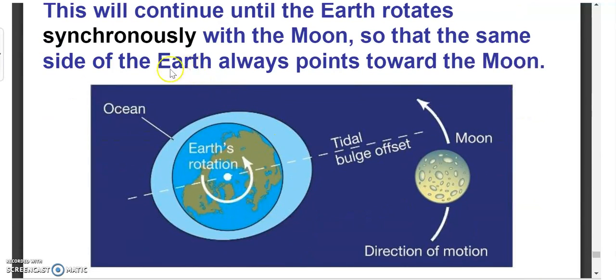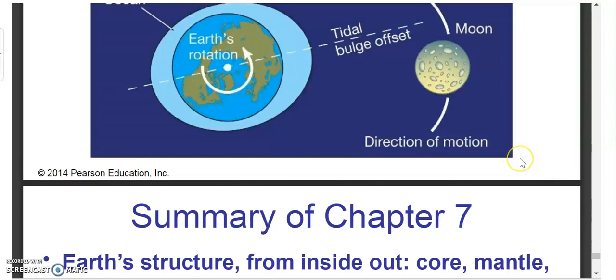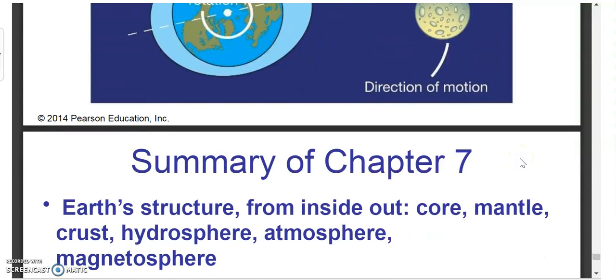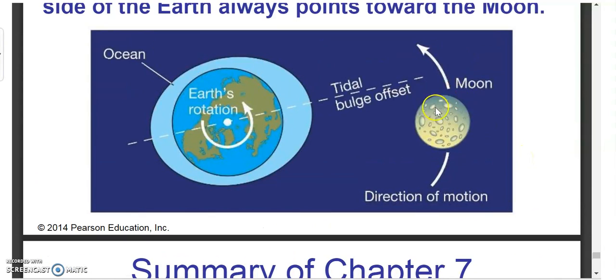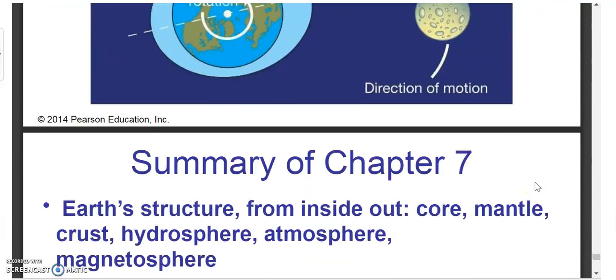And our moon is not the only object in the solar system that does that. There are several moons of Jupiter and Saturn that do this. In fact, when we start talking about Mercury, it does a similar thing around the sun, although it's a little bit more complicated.